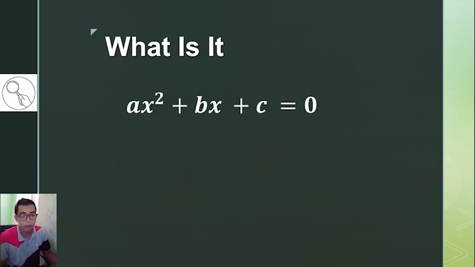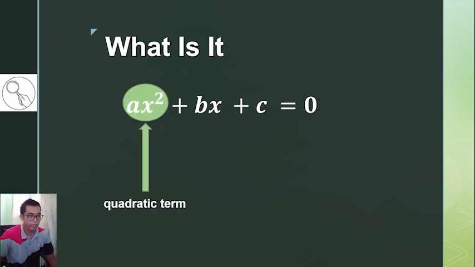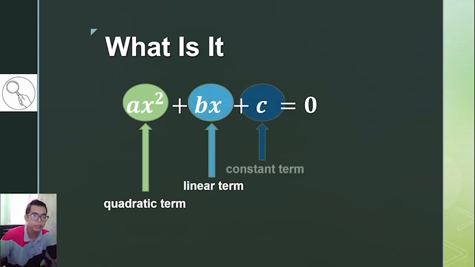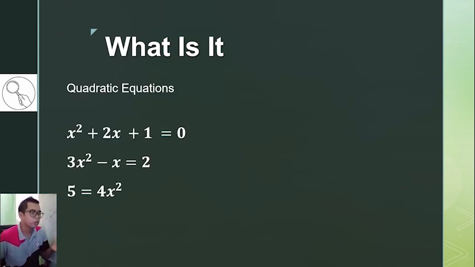From our standard form, ax squared plus bx plus c equals 0, ax squared is called the quadratic term, and bx is called the linear term. Lastly, c is called the constant term. Here are examples of quadratic equations. x squared plus 2x plus 1 equals 0. As you can see, the degree is 2. Here, the highest exponent that you can see on the variable x is just 2. So this is a quadratic equation.